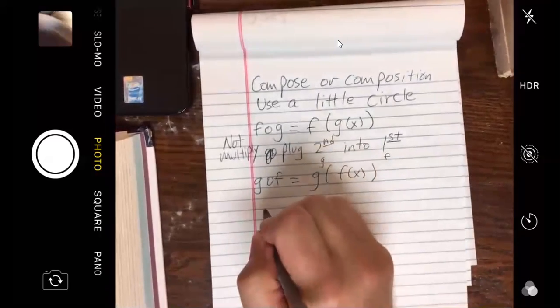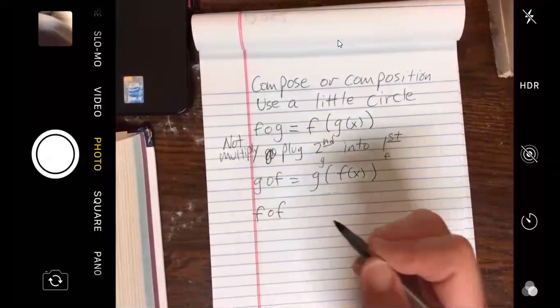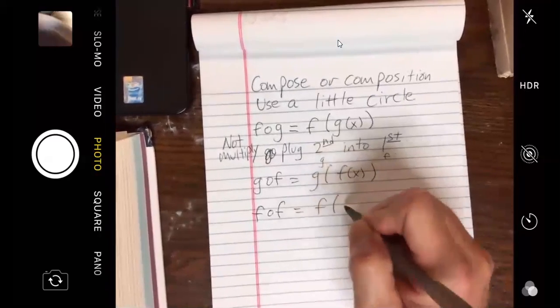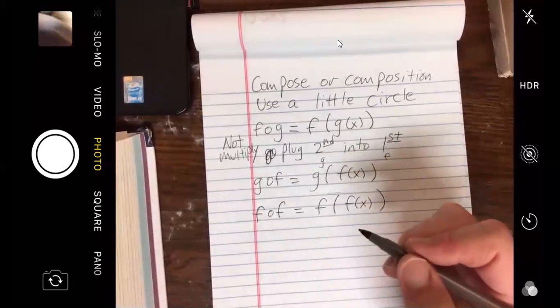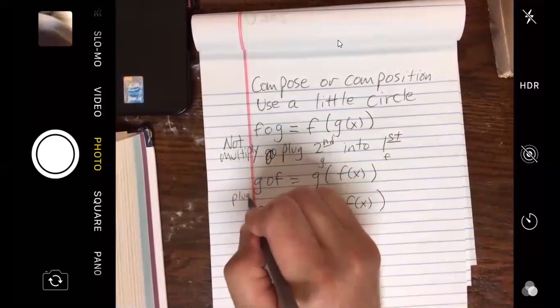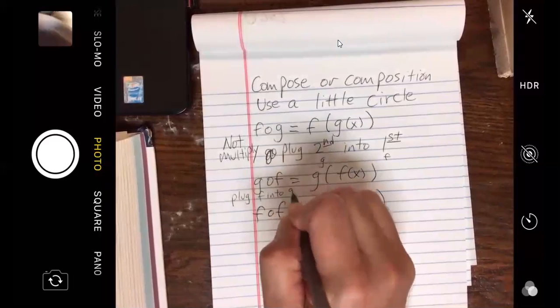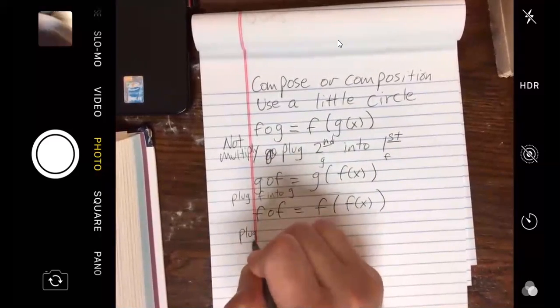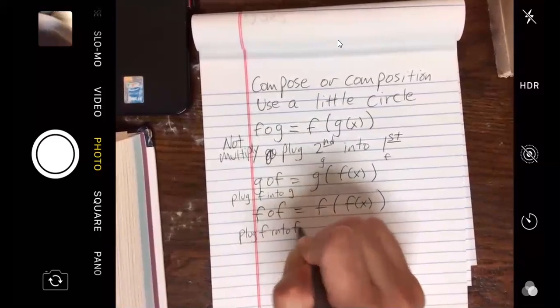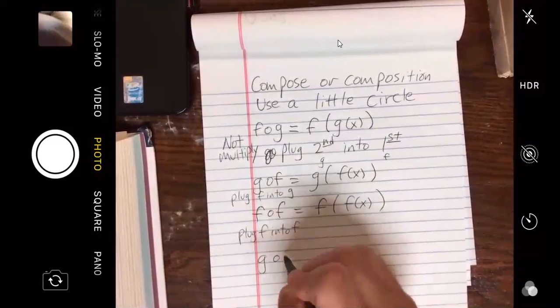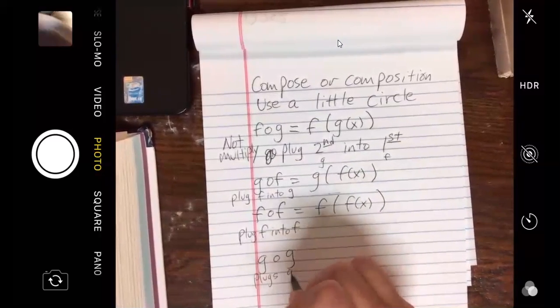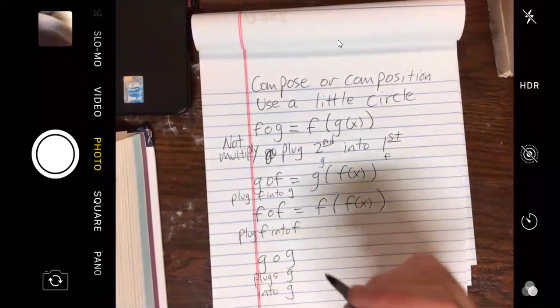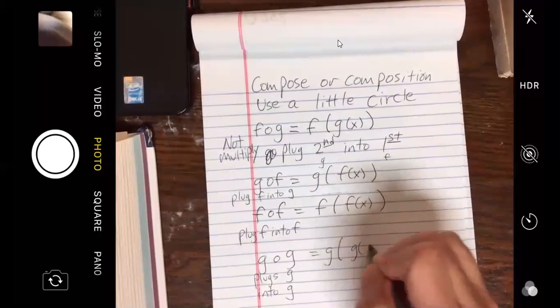They will either plug things into themselves, f of f of x. This is called plugging f into f. Just trying to plug f into g, plug f into f, and if you do, I call it g o g, this plugs g into g of x.